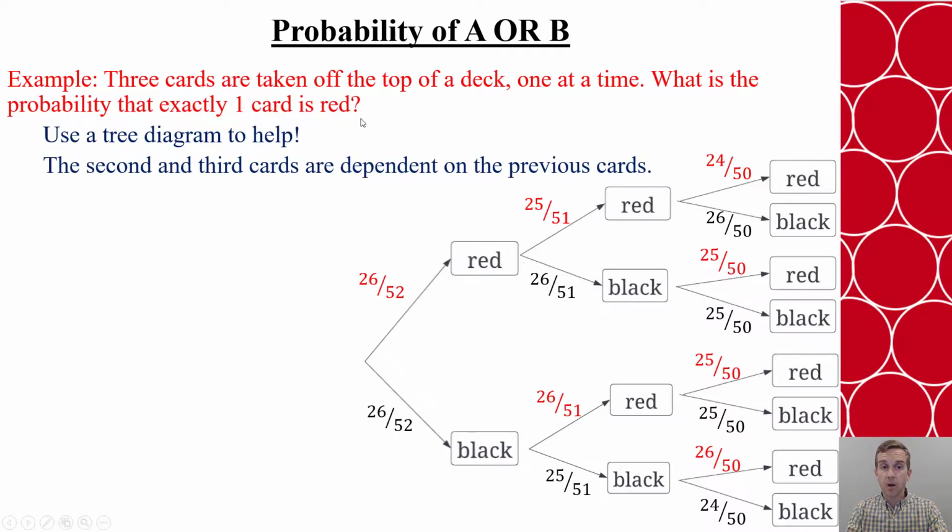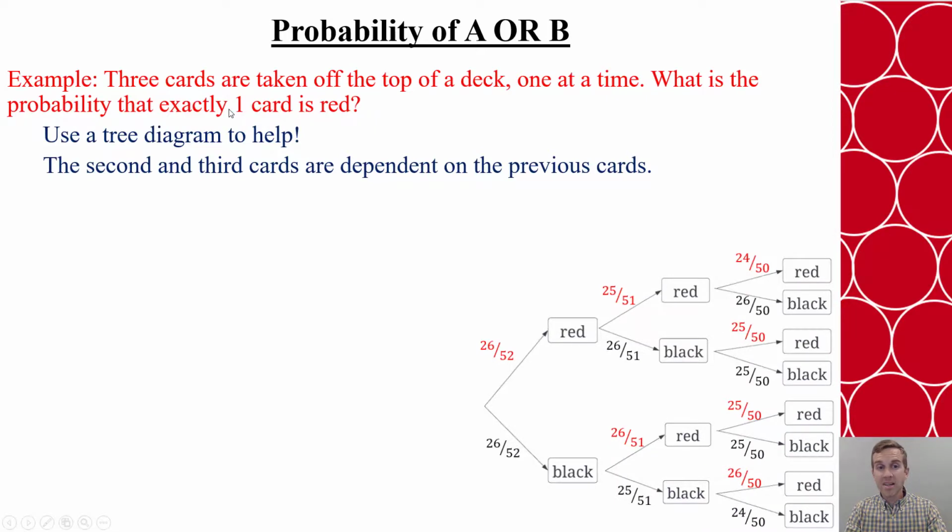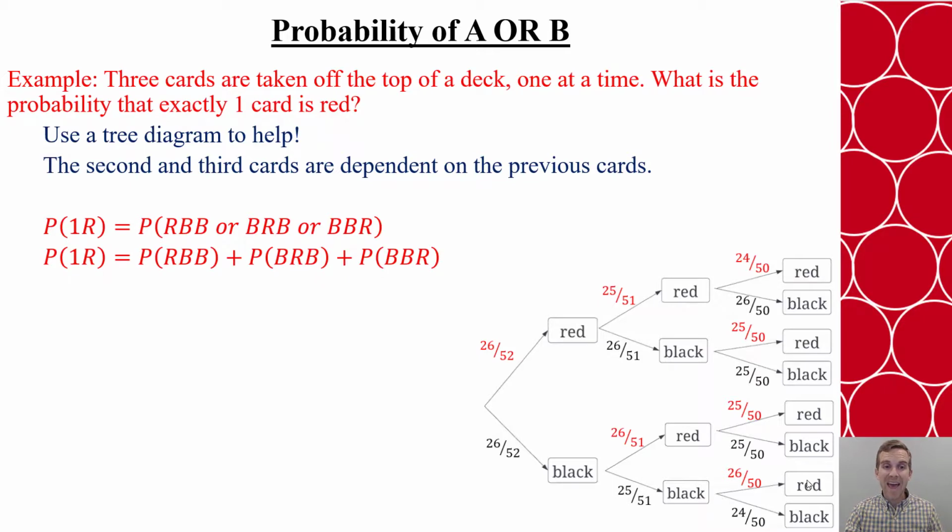So now we can use this tree diagram to help us put together the situation of exactly 1 card being red. So let's think about what does that mean. That would mean that it either goes red, black, black, or black, red, black, or black, black, red. There's 3 ways that this could be true, and that's why we have an or between them. And since there's an or between them, I'm going to add their probabilities. And I'm going to follow my tree diagram to create the probability. When it's like this, red, black, black, that means red and black and black. The keyword and. So I'm going to multiply these 3 probabilities to give me that exact piece.